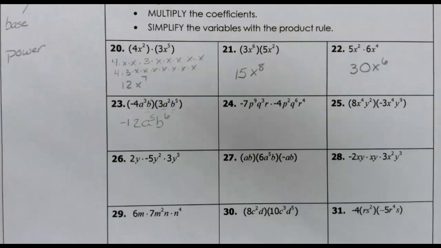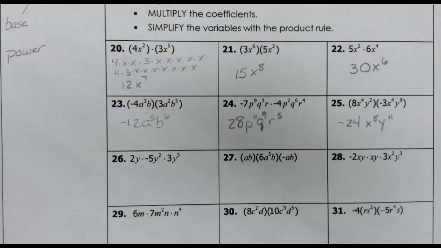Pause the video, try 24 and 25. All right, in 24, -7 times -4, +28. I look at my common bases. I have a P and a P, so I'm going to keep the P. 9 and 2, when I put those together through multiplication, I actually add them. So 9 and 2 are 11. Q was 3 and 6, so I keep the Q. 3 plus 6 is 9. And then I have an R. So R has raised to the 1, raised to the 4. I combine, and that's a 5.